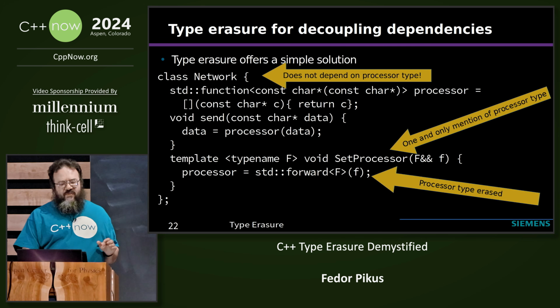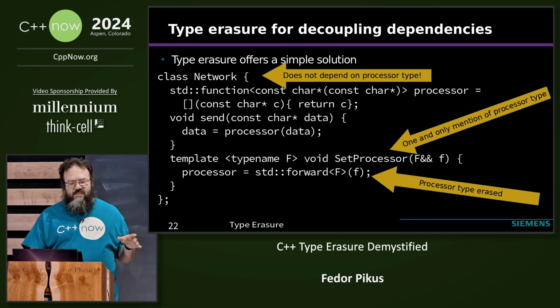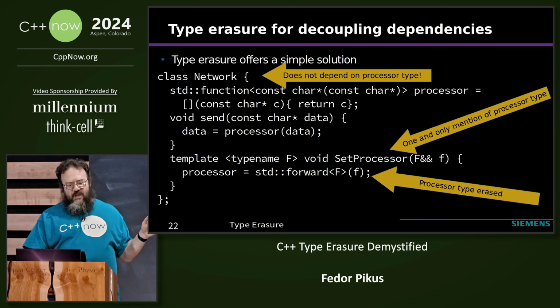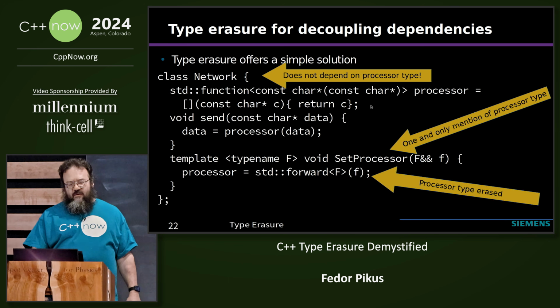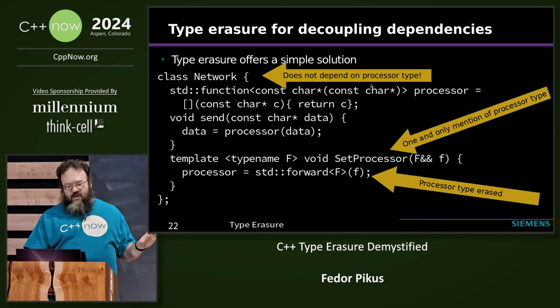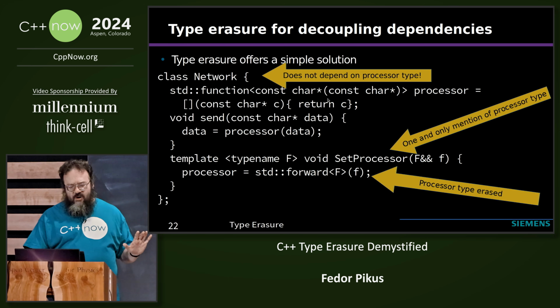So one of the ways to solve it, not the only way, but a simple and elegant solution, is to use type erasure. Network will not depend on the processor type. Inside the network, we're going to use, let's say, std::function with whatever the right signature is. For simplicity, I'm just saying all my buffers are char star. So it takes a char star, returns a char star, and the default processor is do nothing. And in my send, I apply the processor to the data.